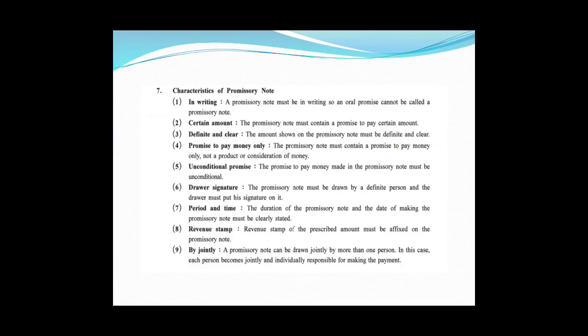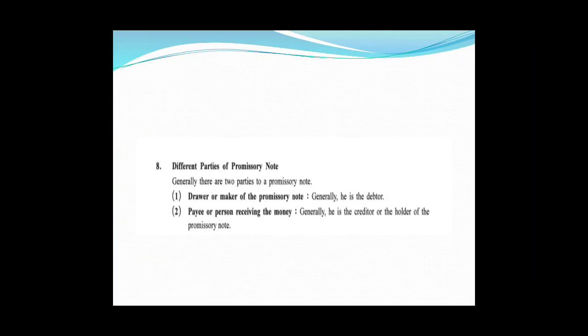Let us talk about different parties of promissory note. There are two parties to a promissory note: drawer or maker of the promissory note. Generally, he is a debtor. Second, payee or the person who is receiving money. Generally, he is creditor or the holder of promissory note on maturity date. Let us see the specimen.